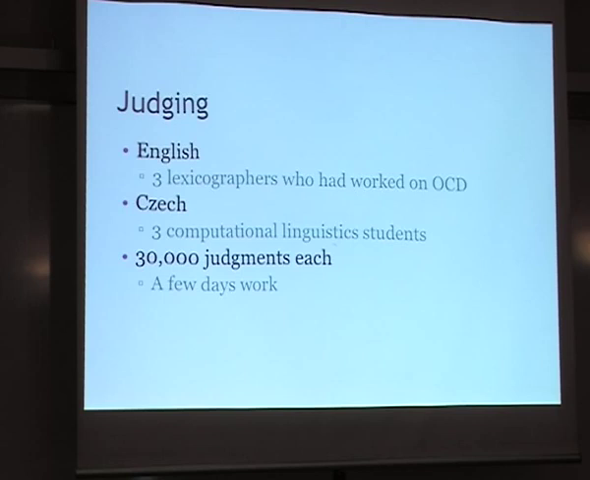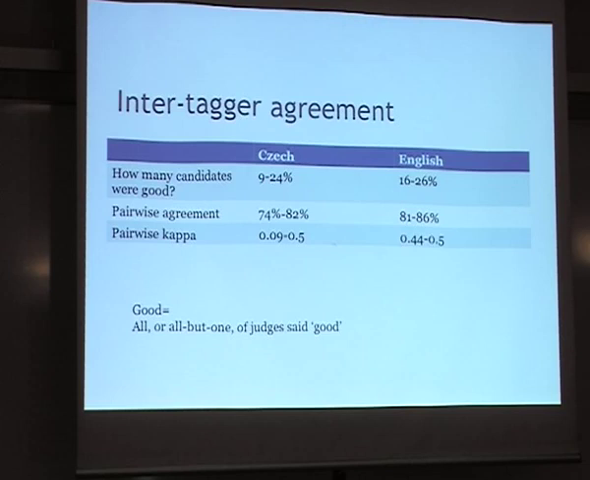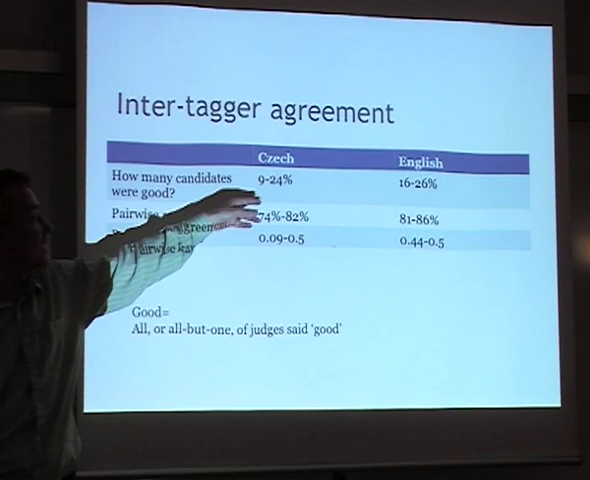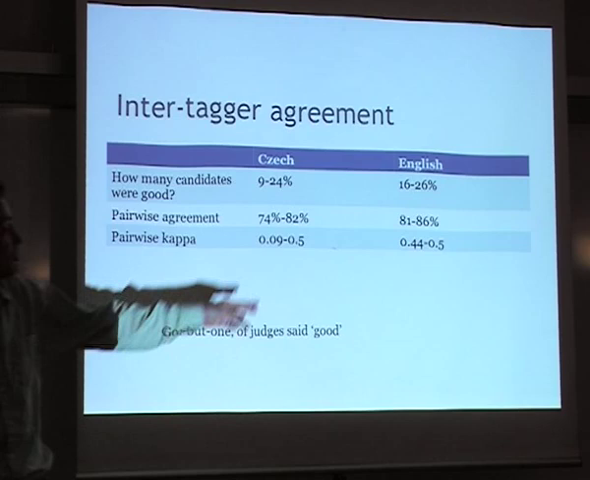This is the inter-tagger agreement we got. Tasks like this don't attract very high inter-tagger agreement. Before I get onto inter-tagger agreement, firstly there's a simple question of how many of those candidates were good? You made 30,000 judgments, how many of them were good and how many were bad? The range for the three Czech taggers was between 9% and 24%, and the range for the three English taggers was between 16% and 26%.